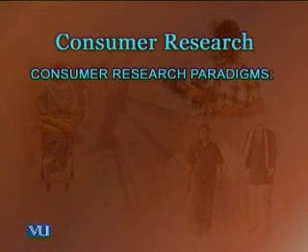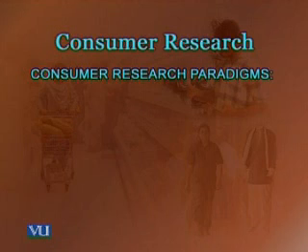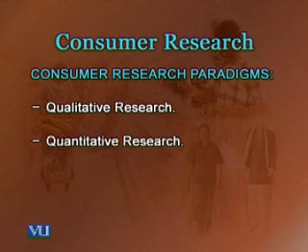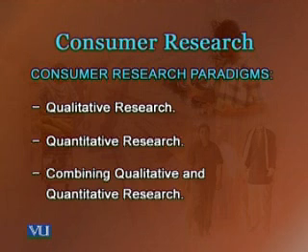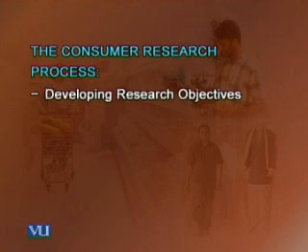Chapter number 2 has been divided into 4 main areas. The first main topic of chapter number 2 is consumer research paradigms. We touched these consumer research paradigms briefly in chapter number 1 also. These research paradigms are qualitative research and quantitative research. We will also discuss that in many different situations, in order to attain the objectives of the research, qualitative and quantitative research methods are combined. The second main topic of chapter number 2 is the consumer research process. We will start the topic of the consumer research process by developing research objectives, which is basically drawing the map of the research.